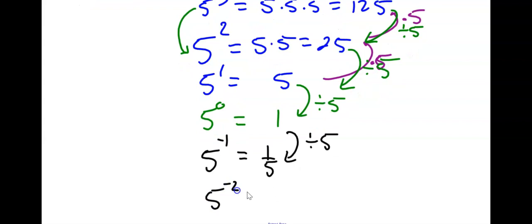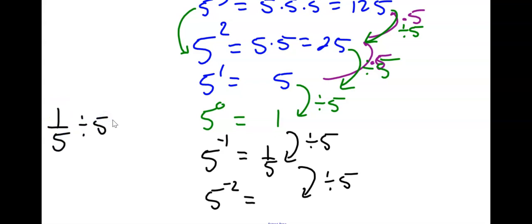Take it down another power. Well, now we're going to take this answer and divide it by 5. All right, and if you haven't done division in a while, if you start doing fractions and division, basically what you can do is that if you remember or don't remember from 7th and 8th grade math, the shortcut is that you're going to keep it, change it, and flip it.